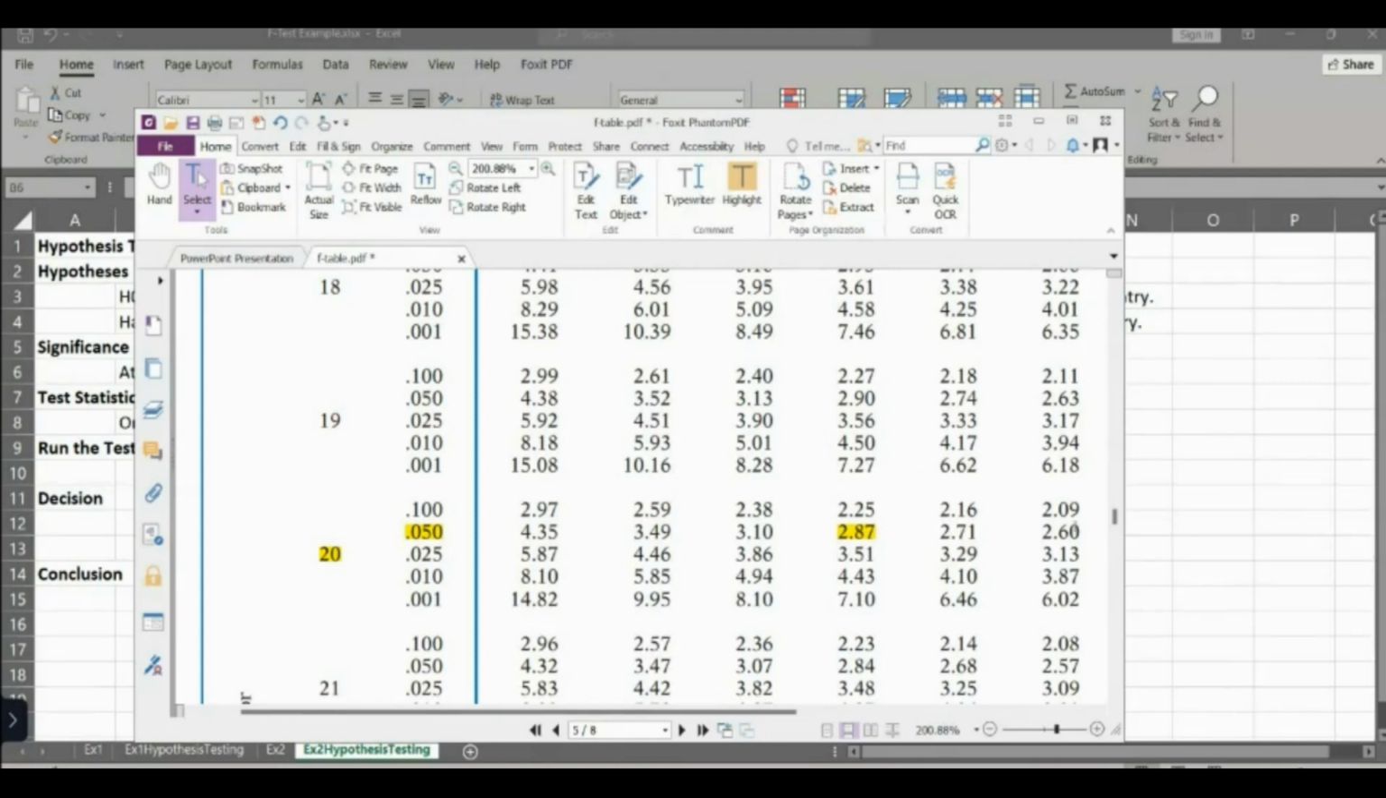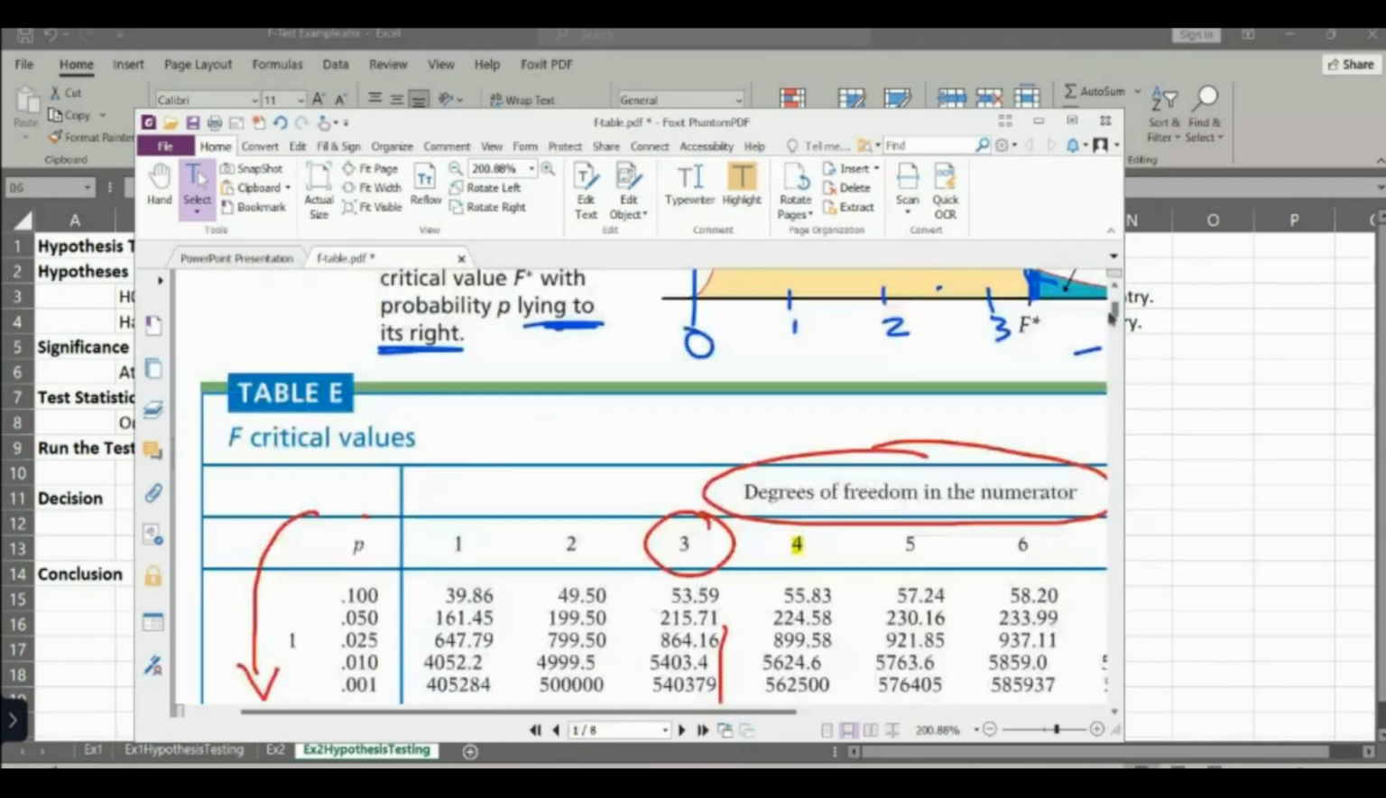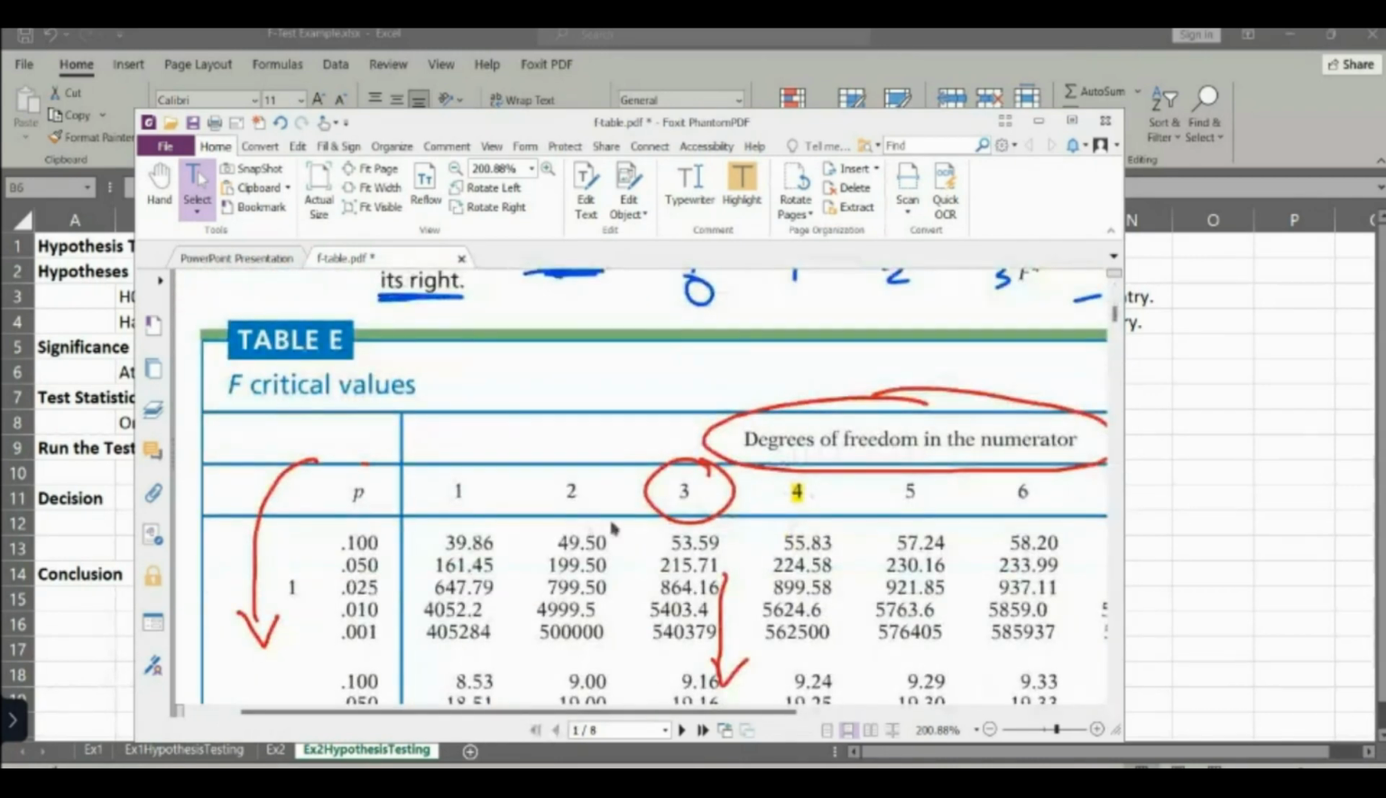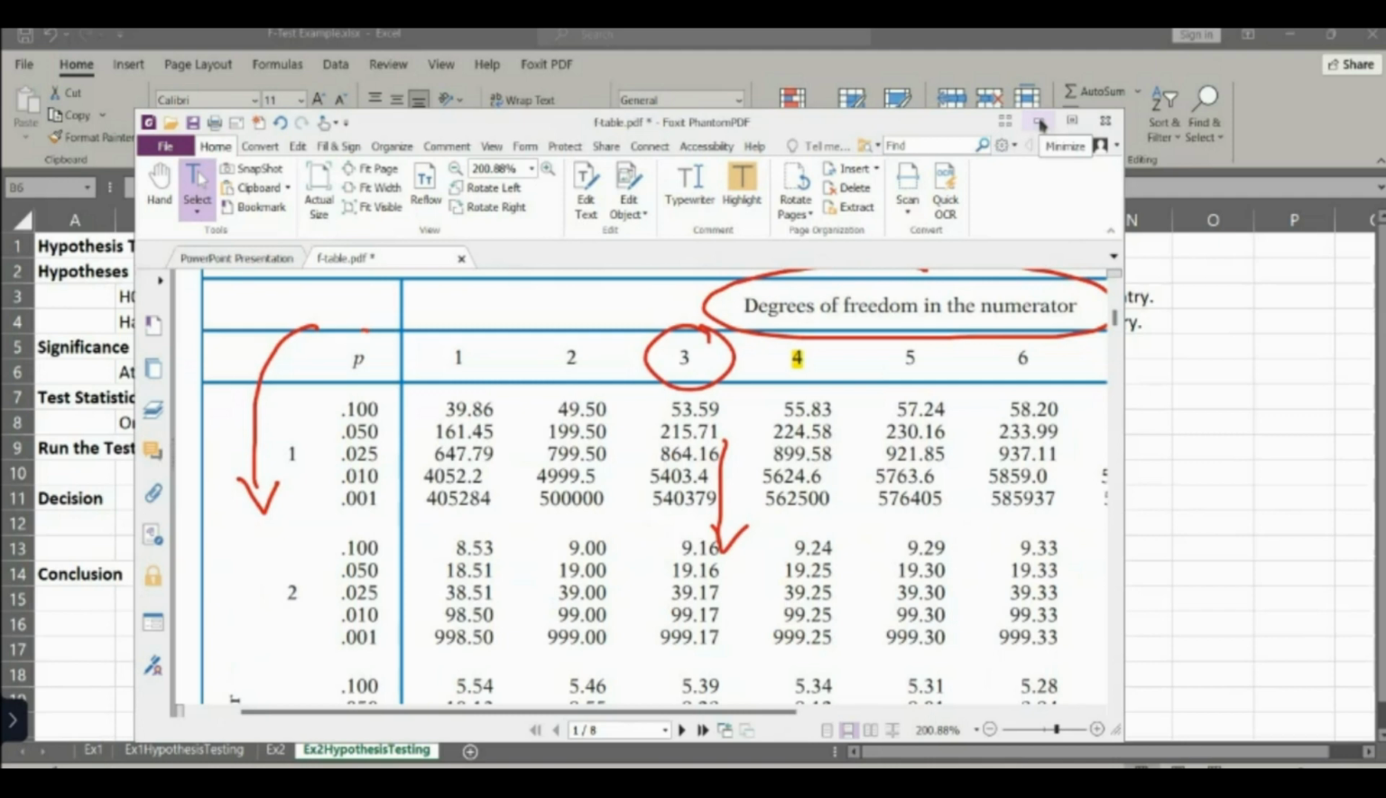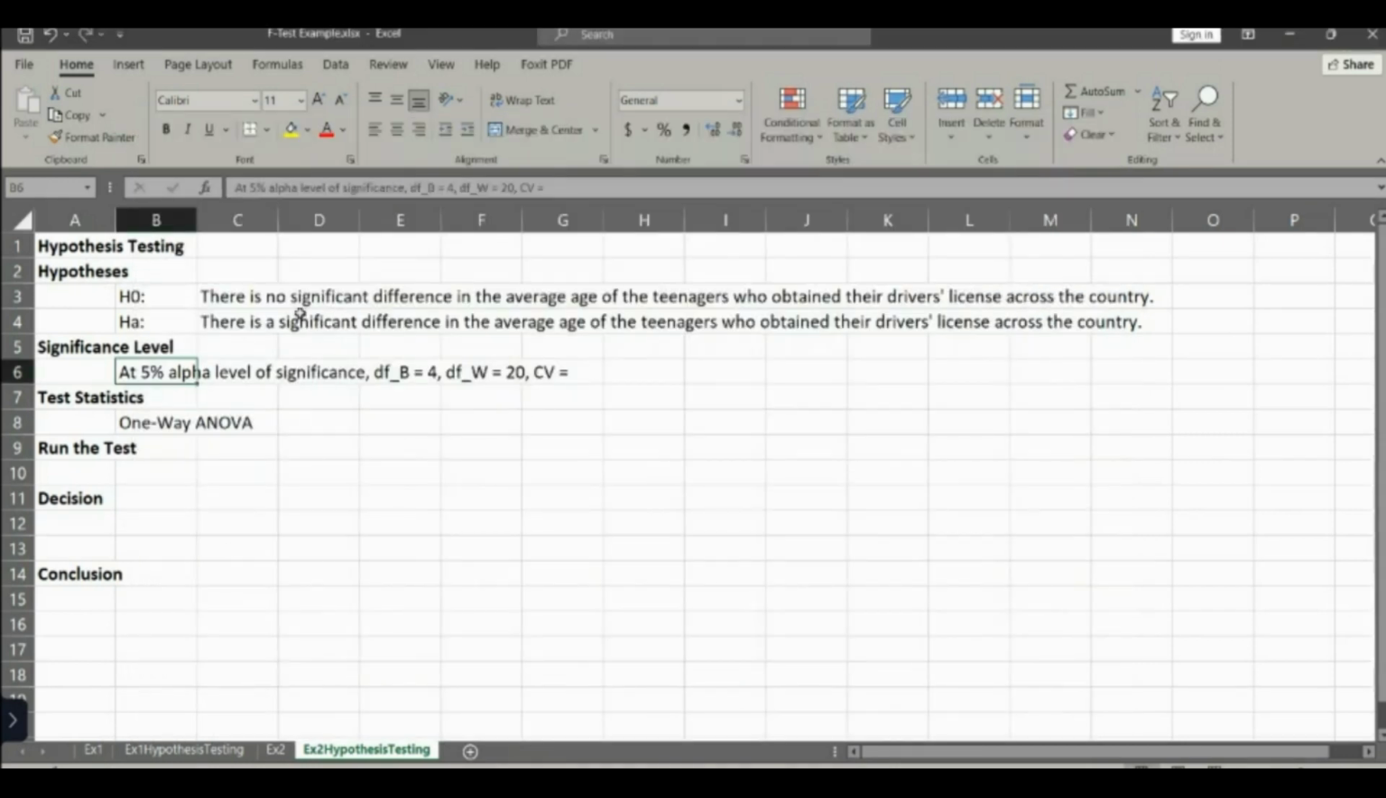None, sir. Ah, you got it. How do we use the table? Again, the first row will identify your degrees of freedom between groups. And the first column is the degrees of freedom within groups. Do not forget that one. So with that, we have 2.87.